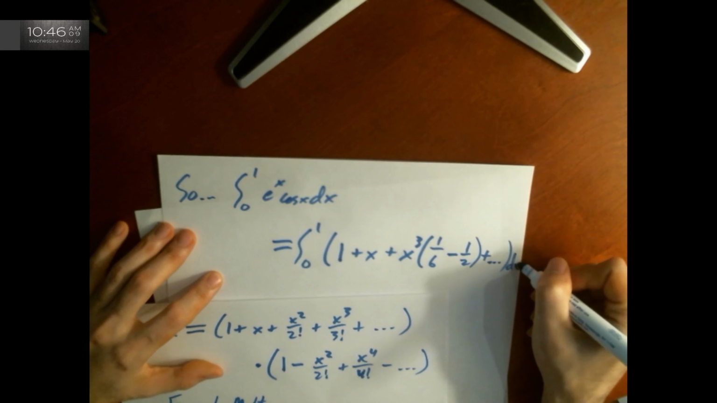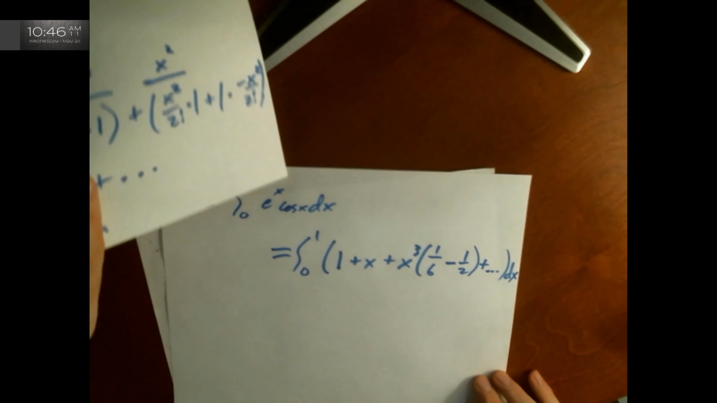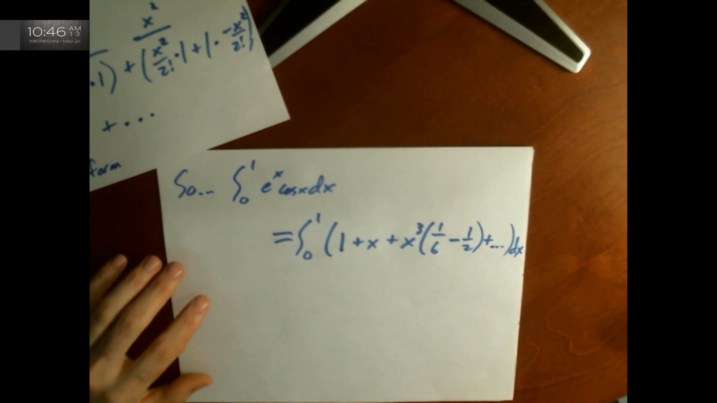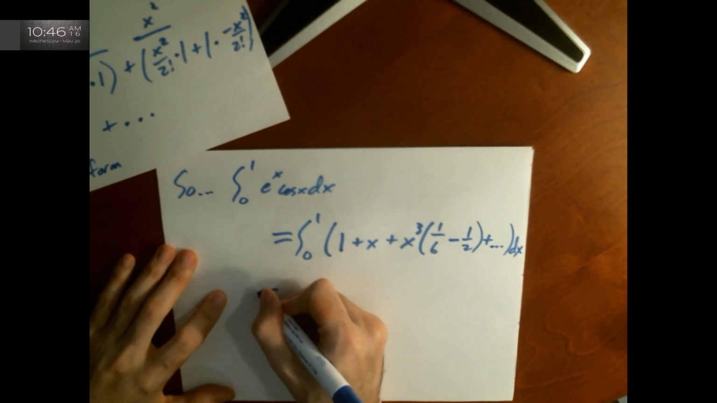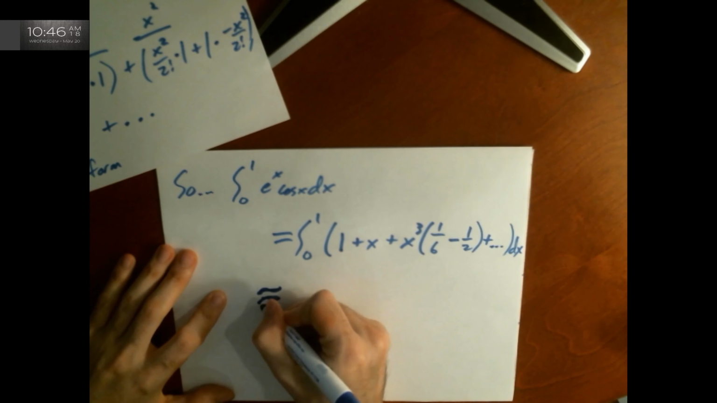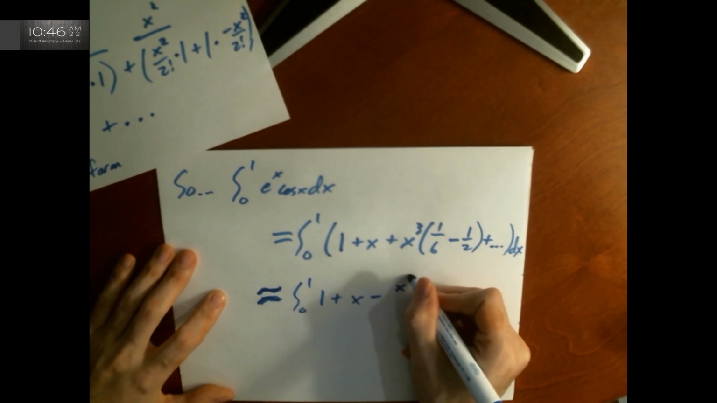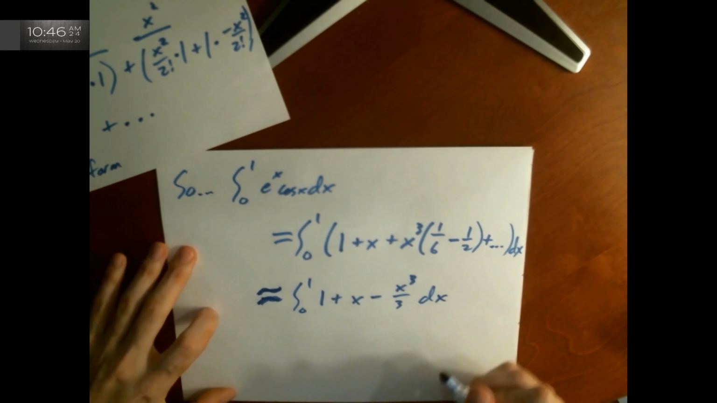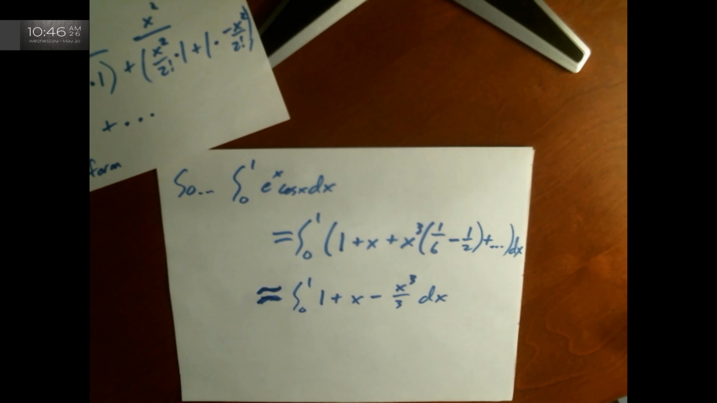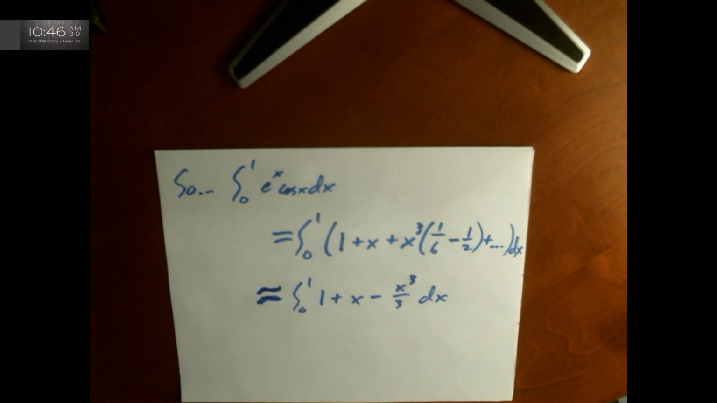And that series would continue. 1/6 minus a half is negative 1/3. So we could approximate this integral by using only the 1, the x, and the negative x cubed over 3. That wouldn't be that far off. We don't know exactly how far off because we might not even be alternating, right? We don't have a good error term for this, unfortunately. But it would be a pretty decent approximation already. It would work fairly well.